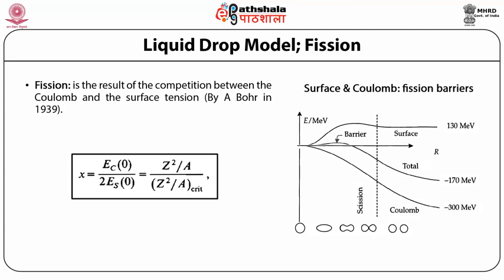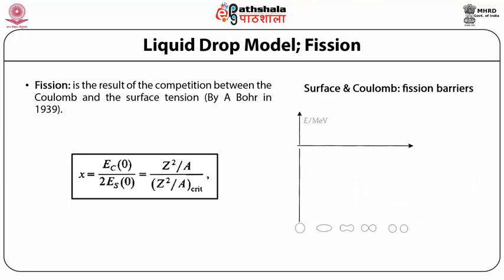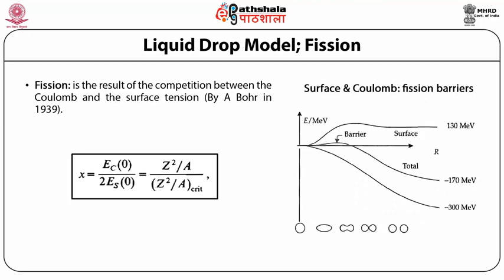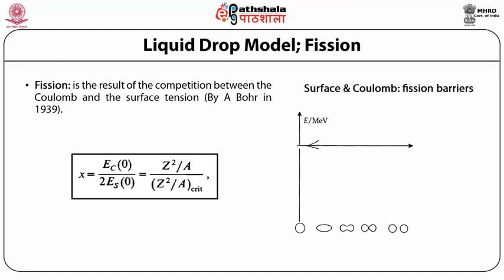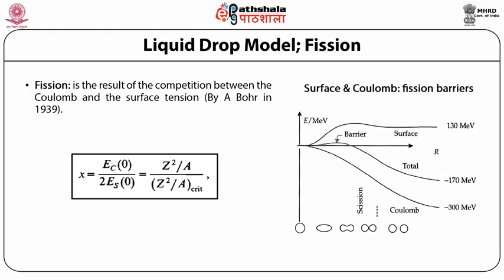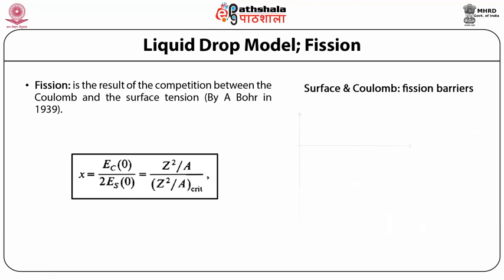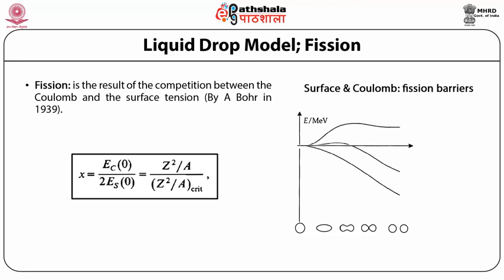So we can say that, if we remember the binding energy curve, three important contributions are from the volume term, surface term, and Coulombic term. If we see the nature and contribution of the Coulomb and surface terms, then we can say that the total energy of the nucleus is the sum of the Coulomb and surface energy terms. So the total energy comes out to be around minus 170 MeV, the sum of the surface and Coulomb energy terms.